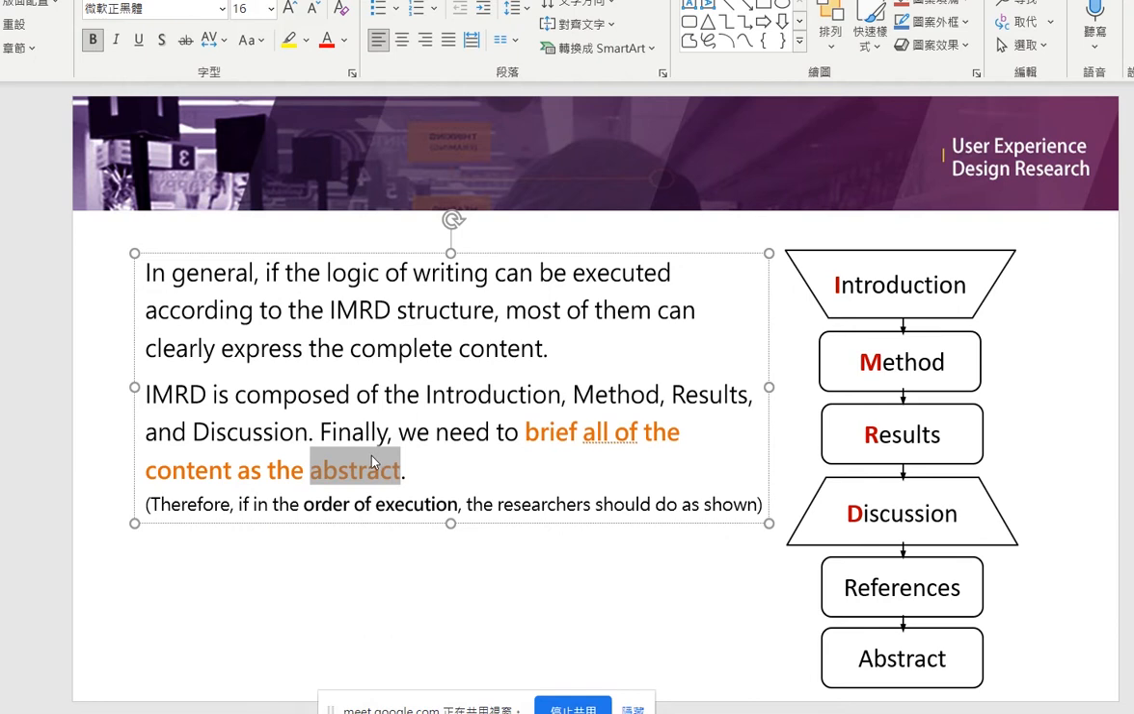And I always find some students very cute. The first thing they always want to write is the abstract. They always ask me, Professor, I always feel confused about the abstract because I don't know how to write it. I don't have content to write in the abstract. I always reply, yes, because your research is not done yet, so you can't write the abstract.